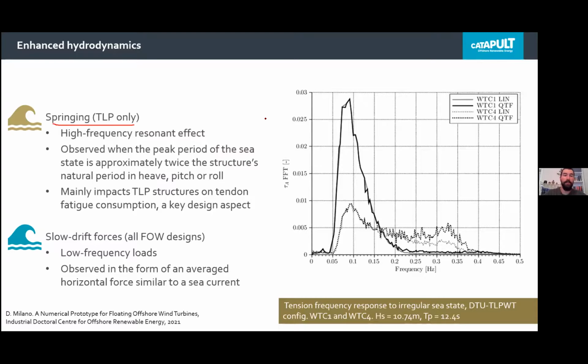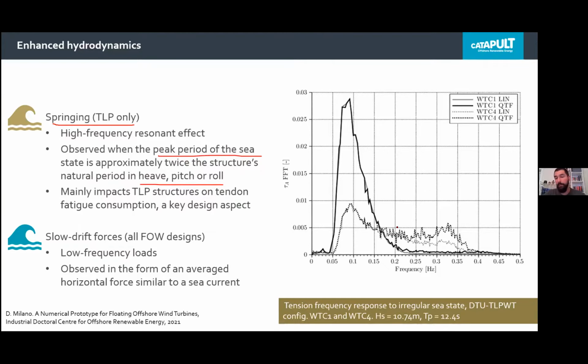And because it happens at a high frequency, it only affects TLP designs, whereas semi-subs and spars are quite safe from this point of view. It is observed when the peak period of the sea state is approximately twice the structure's natural period. And this period concerns heave, pitch, and roll, which are in the range between 2 and 5 seconds. And therefore, whenever we have a peak period sea state between 4 and 10 seconds, despite being very far away from the natural period of the rigid body DOFs, it can still affect them.